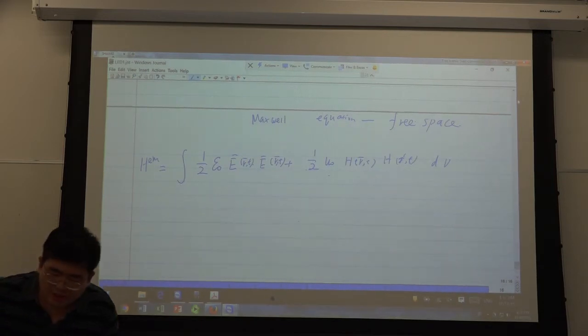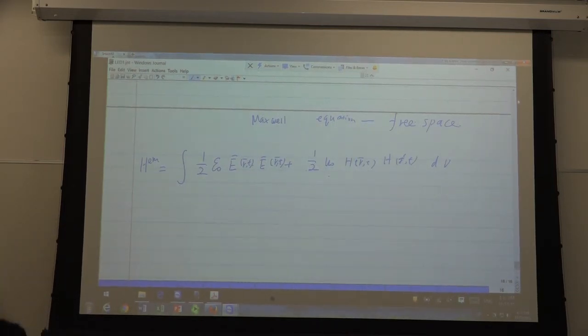For Maxwell's equations, we just do a little change of variable. Here I change this to Y, which is similar to the electric flux. The definition of Y is minus epsilon E. The reason for using minus epsilon, I'll show later.